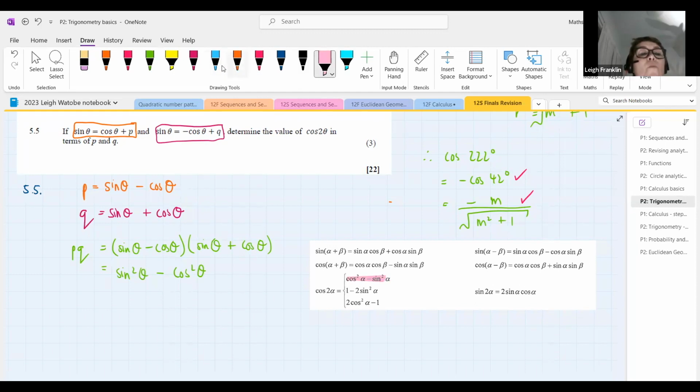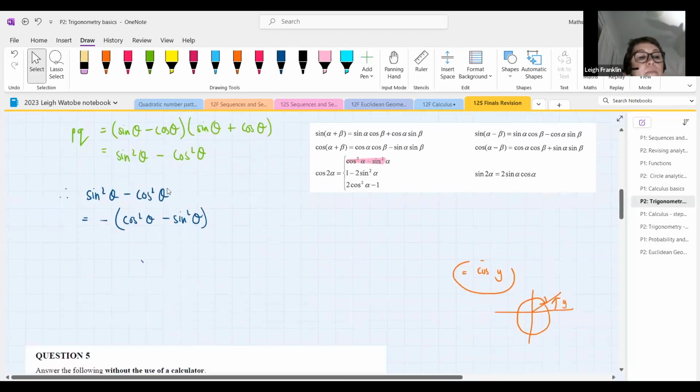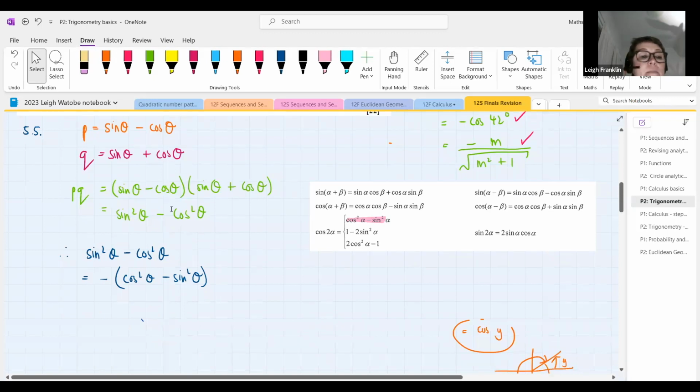So if we wanted to change the sign, what we could then do is take out a negative. If we had sine squared theta minus cos squared theta, we could rewrite that by taking out the negative. That would give us cos squared theta minus sine squared theta, wouldn't it? Does that make sense to everybody?